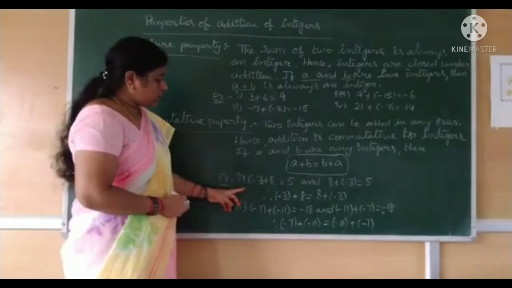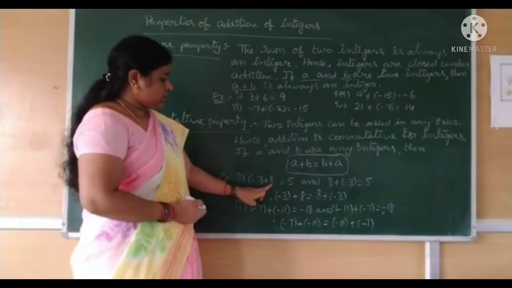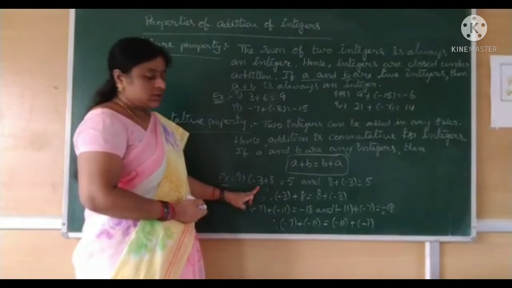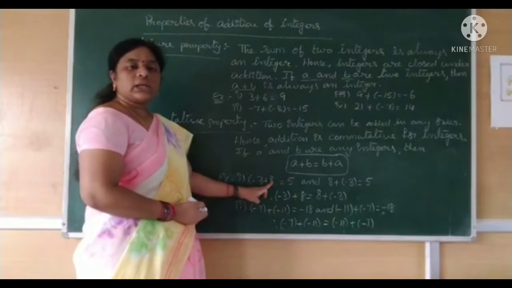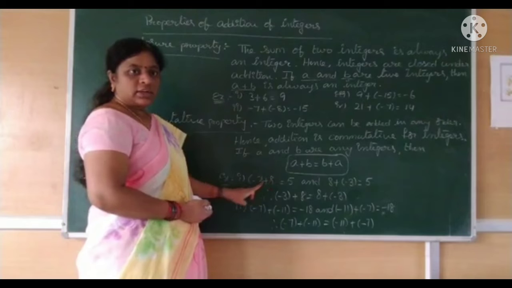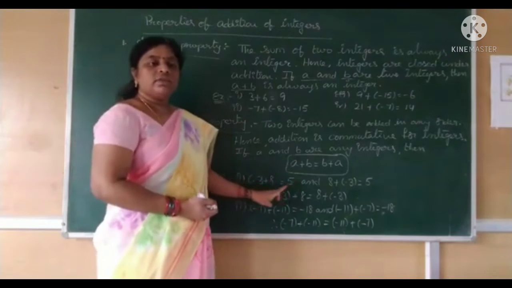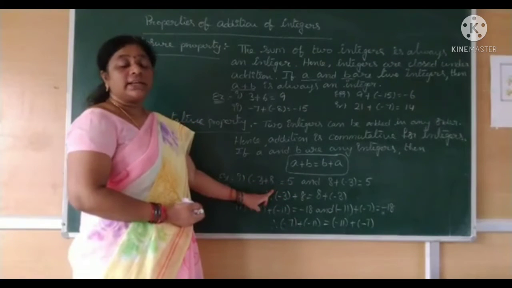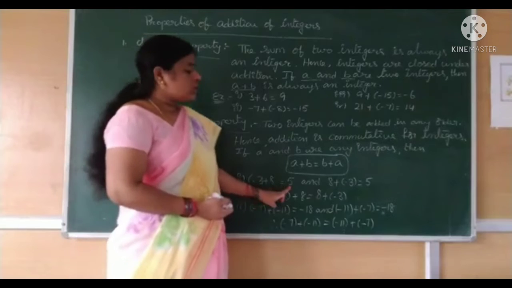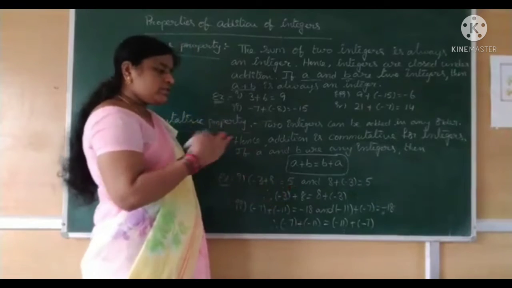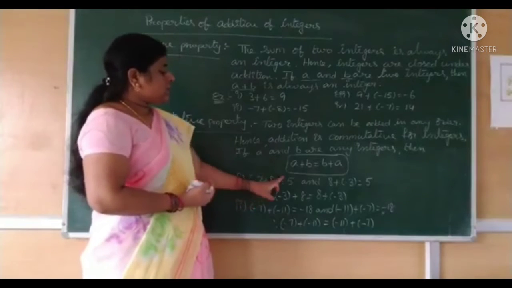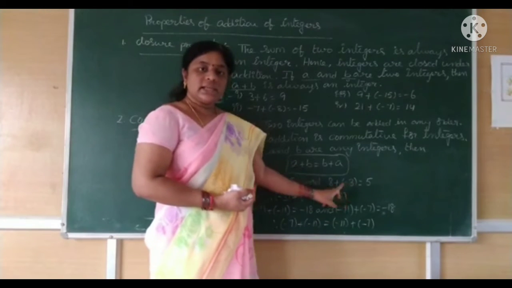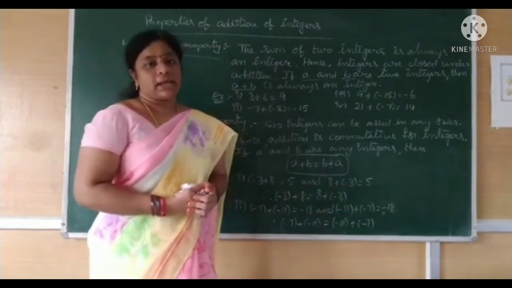Okay, see the example here. Minus 3 plus 8. Minus 3 is a negative integer, plus 8 is a positive integer. So one positive, one negative means you just find the difference. The difference between these two is 5. Which one is the greater one? 8 is the greater one. 8 has a positive sign. The result is positive. Suppose you want to change the order, means minus 3 is added to 8. Means 8 plus minus 3.